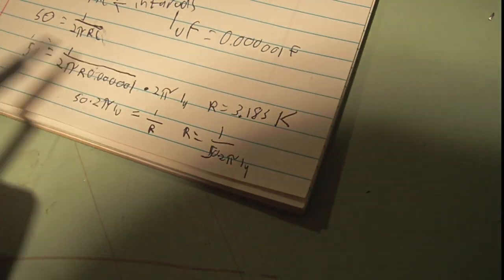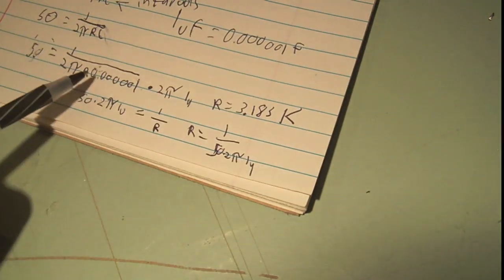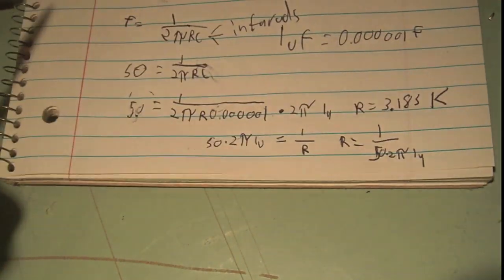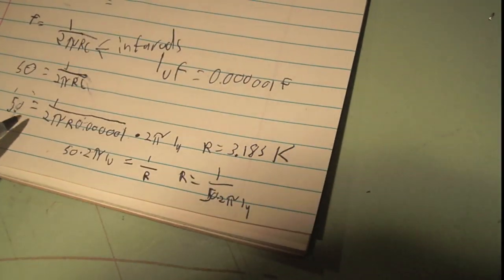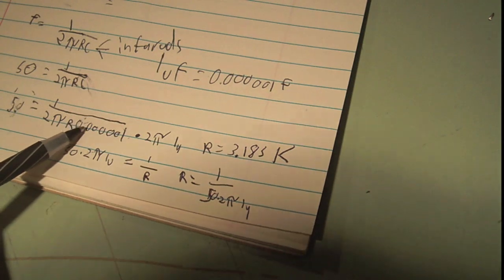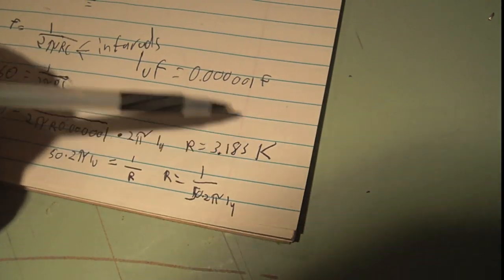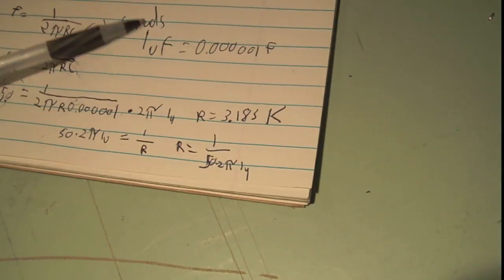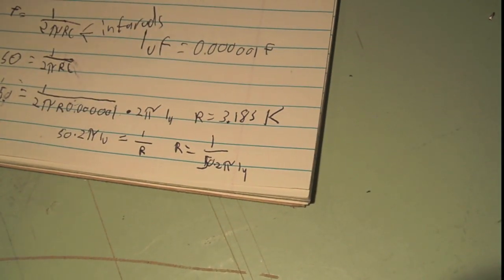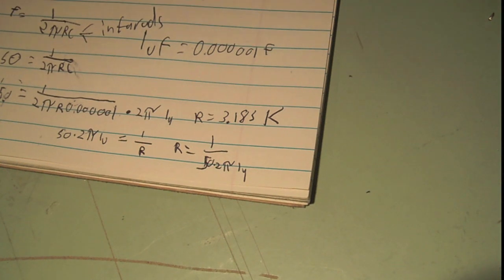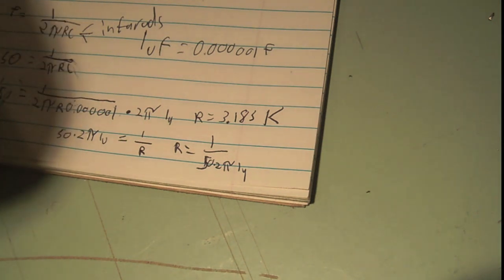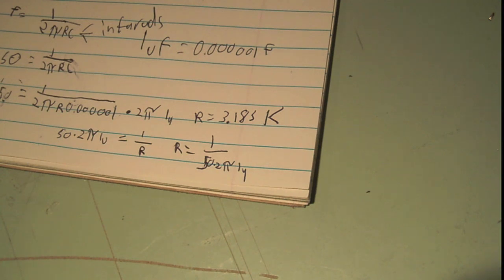0.00001 is equal to 1 over r, and then you can just switch that with r if you know your basic algebra, and you get 1 over 100 pi times 0.00001, and that gives us 3.183 K, roughly. So now, 3.183 is sort of a non-standard value. Instead, we're going to take a more standard value like 3.3.